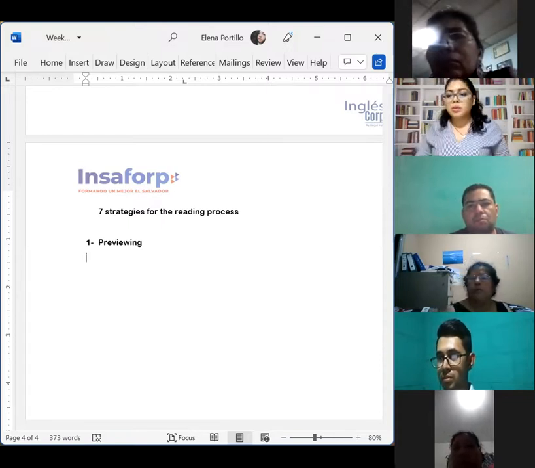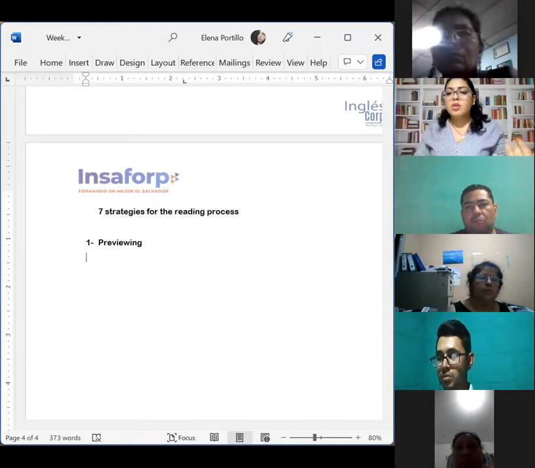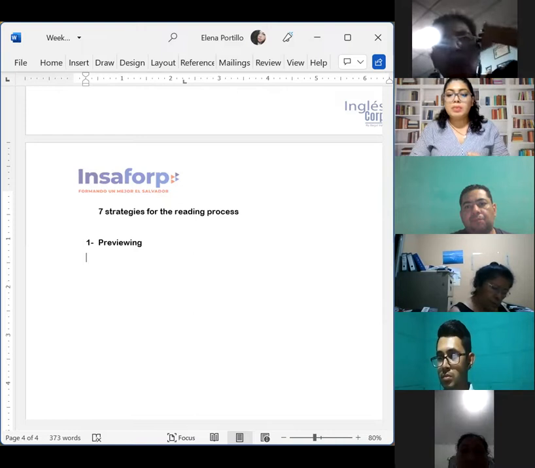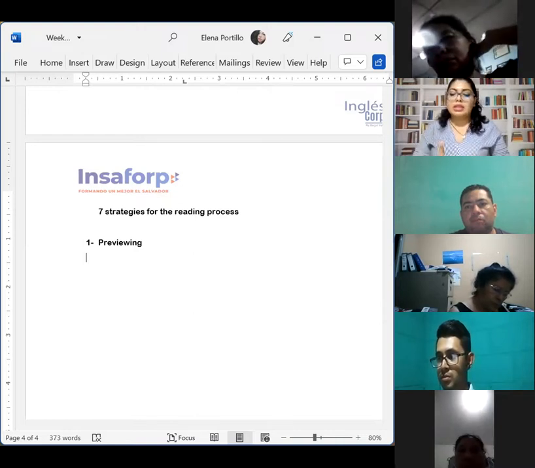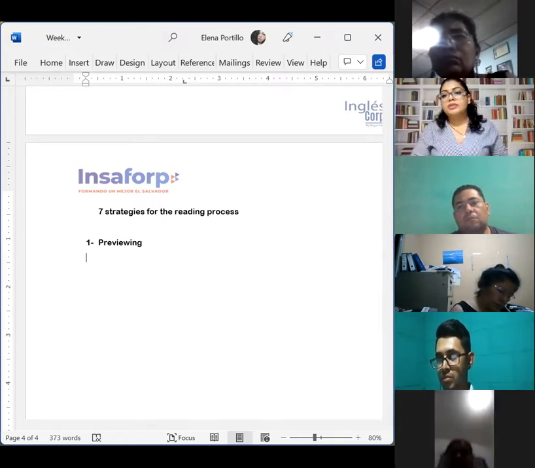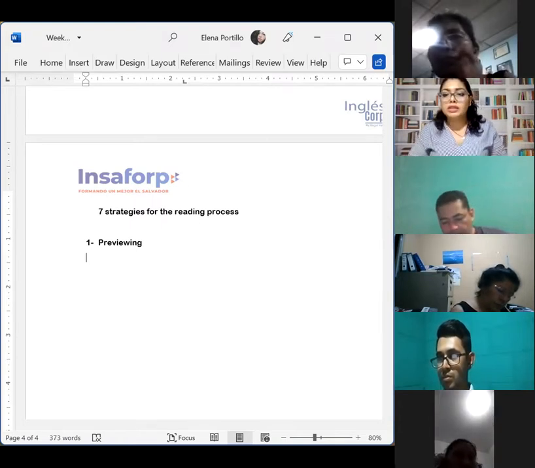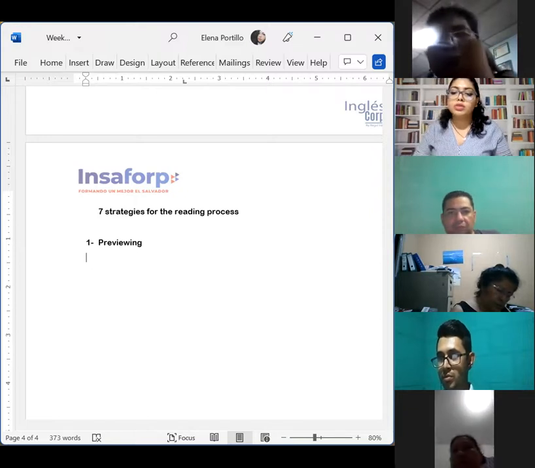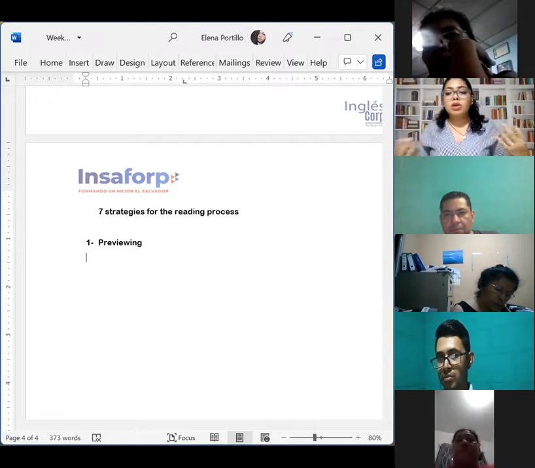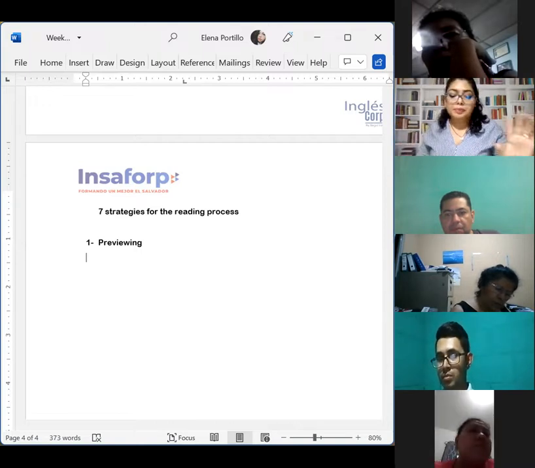So in this case, we can use the newspaper headlines, we can use the titles, we can use some images of the topic. Also, we can use photos. We can search for specific words that can help us to understand what is the main topic of the article or the book or the things that we are going to read.